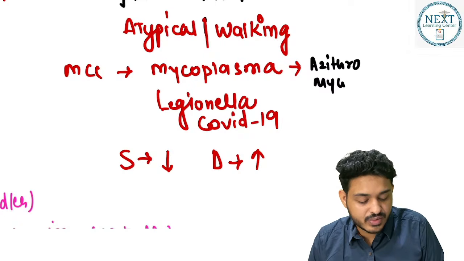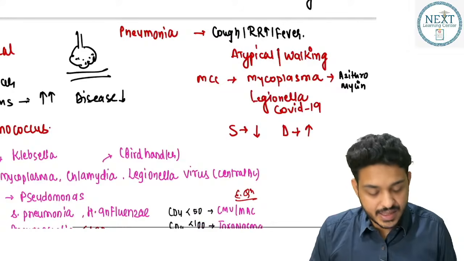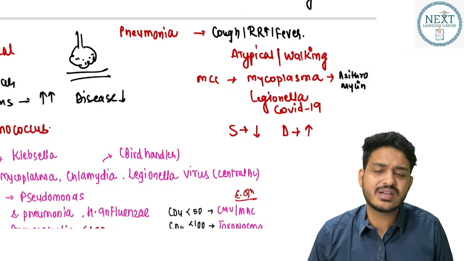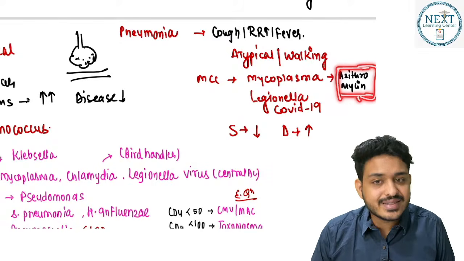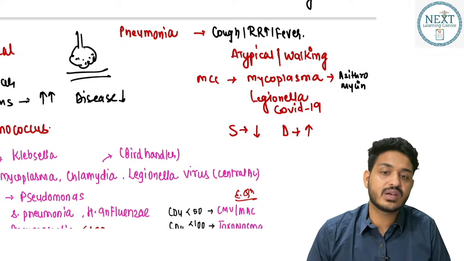What is the drug we are using? This is the reason why we are using what? Azithromycin, right? This azithromycin is a protein synthesis inhibitor. It is a macrolide, and that is the reason why we are having sore throat every time we take azithromycin. Why are we not taking amoxicillin?